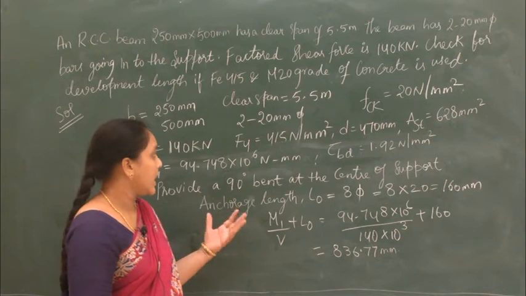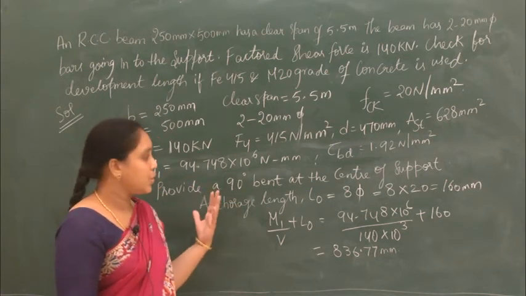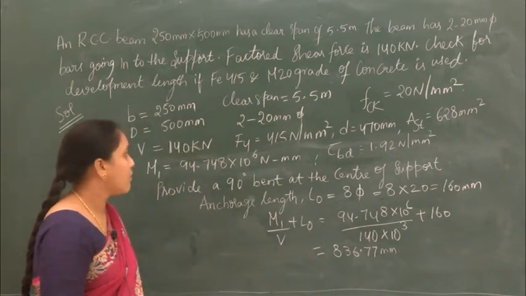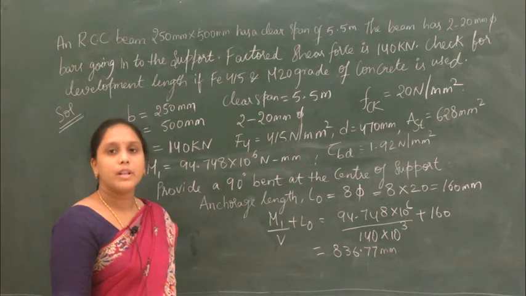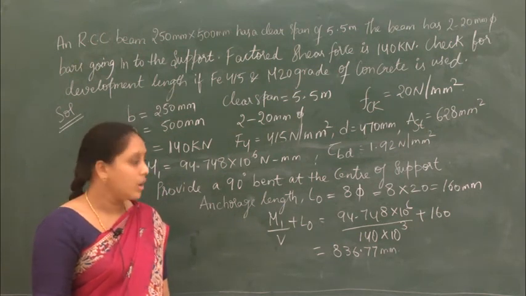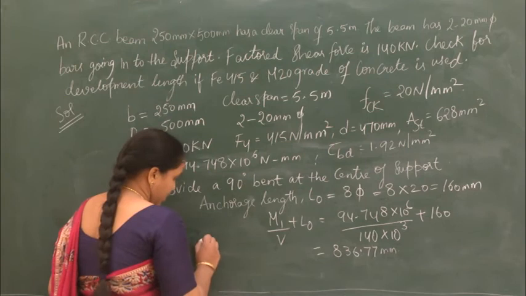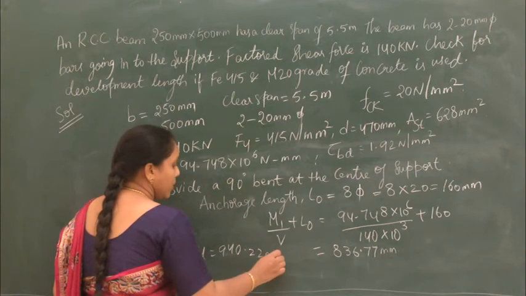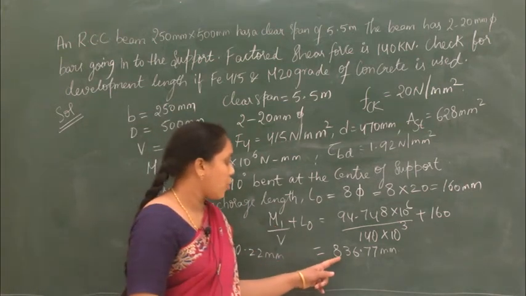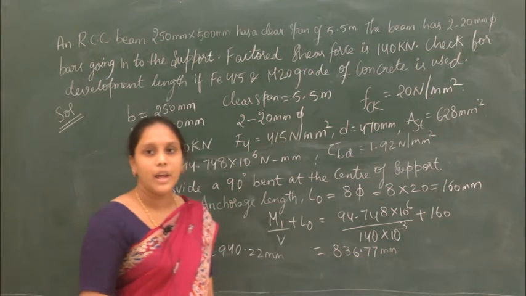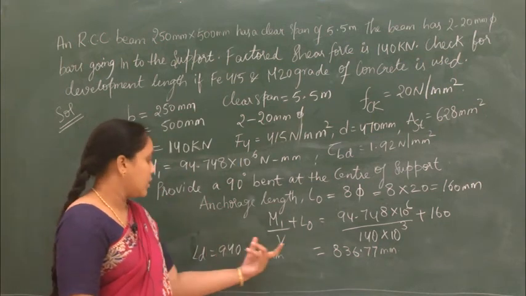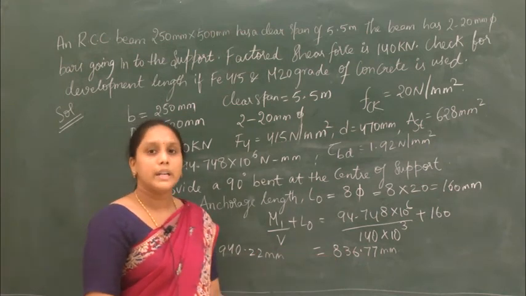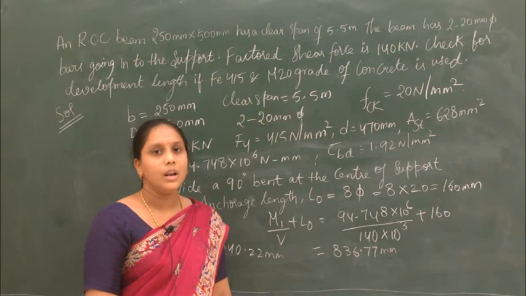So what is checked for development length? The development length LD should not exceed this particular value. How much have we got the development length? The value of LD is 940.22 mm. And this value we have got is 836.77 mm. What is happening here? The LD should not exceed this, but here it is more than this. So it is not meeting the codal requirements.